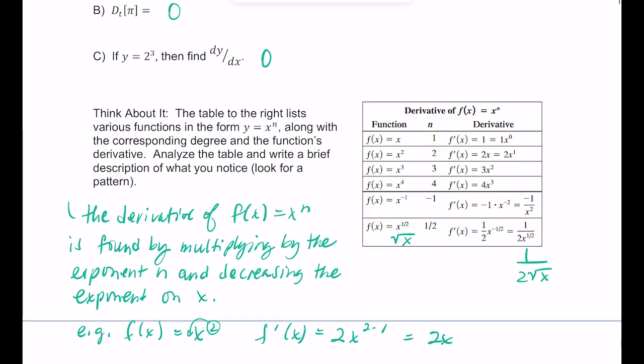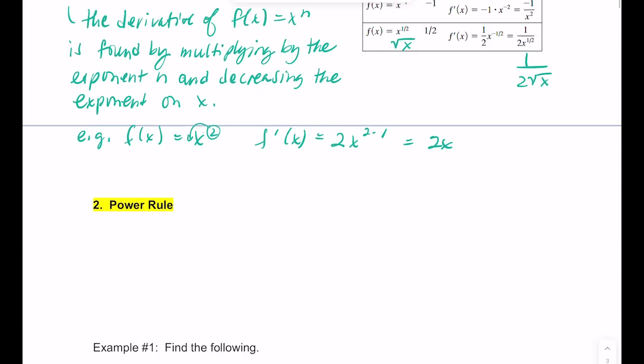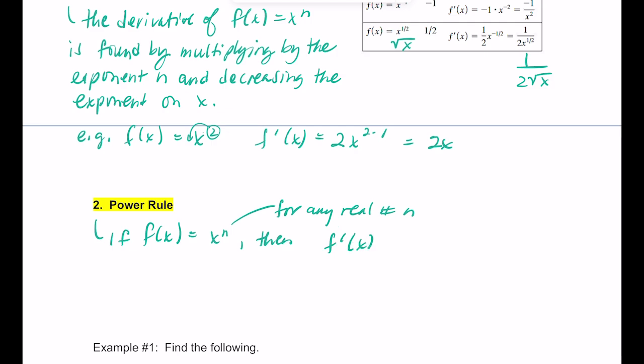So that brings us to what's called the power rule, which is a very important rule in calculus when you're finding derivatives. And the power rule just says if f of x equals x to the n for any real number n, then f prime of x is just equal to n times x to the n minus 1.